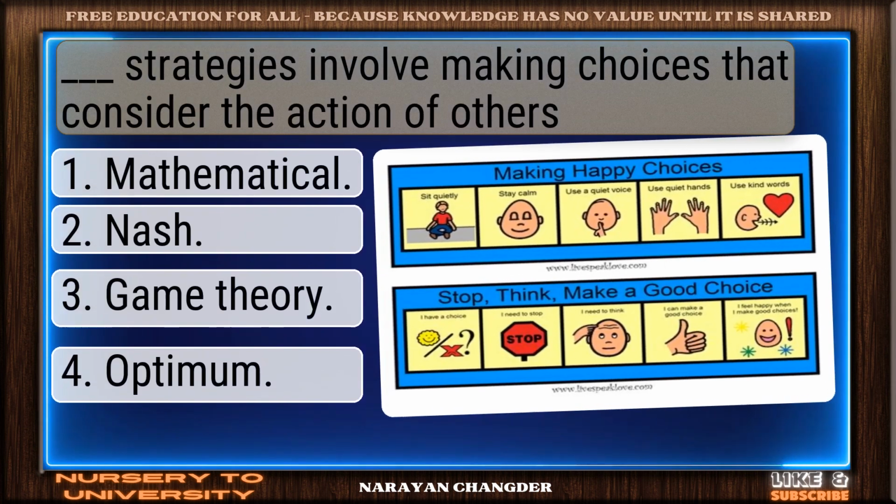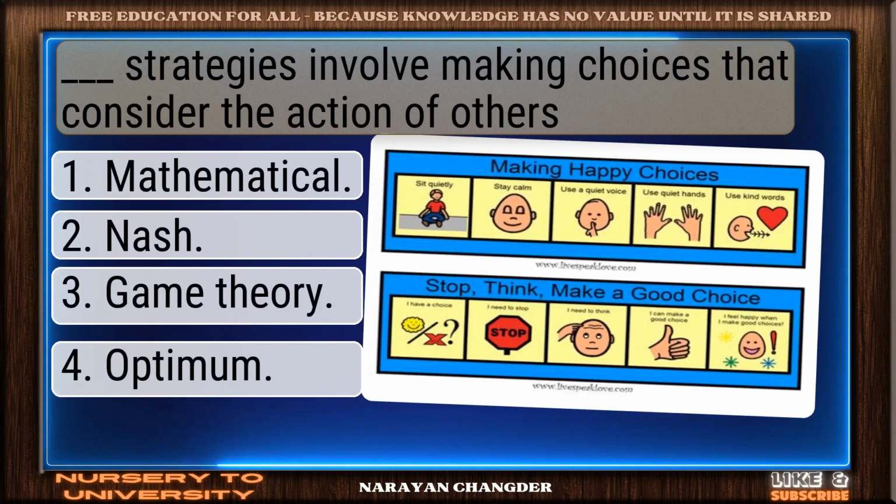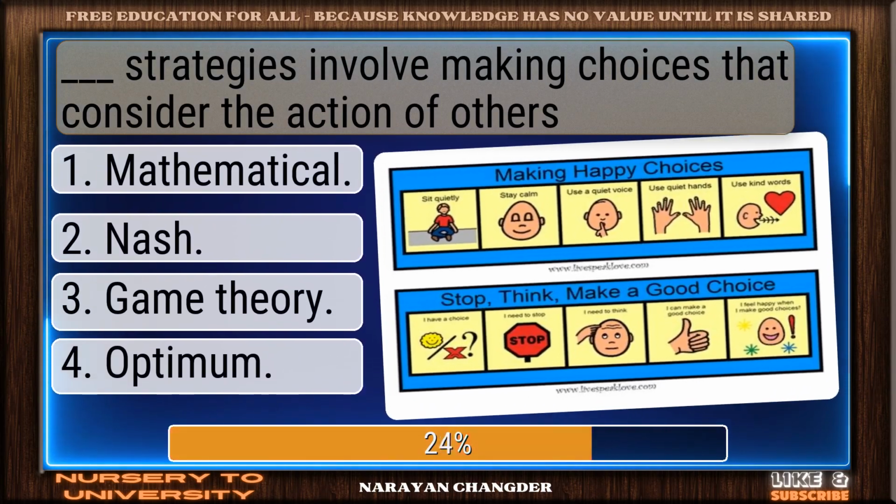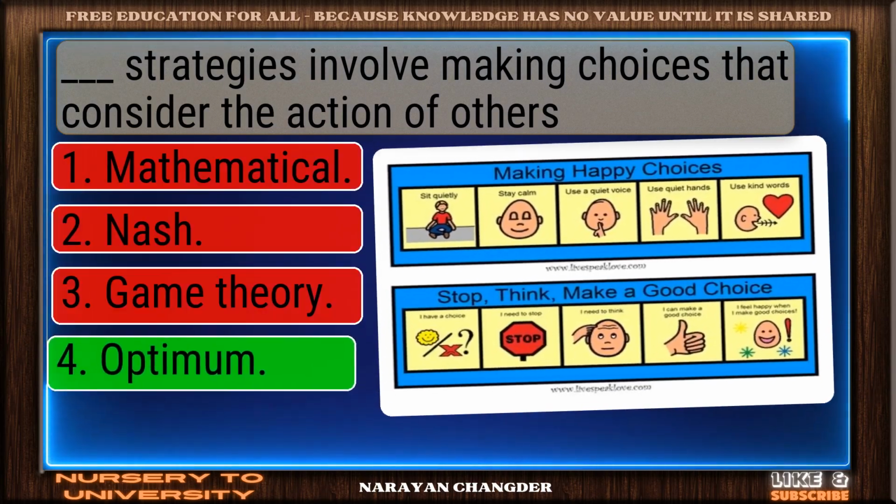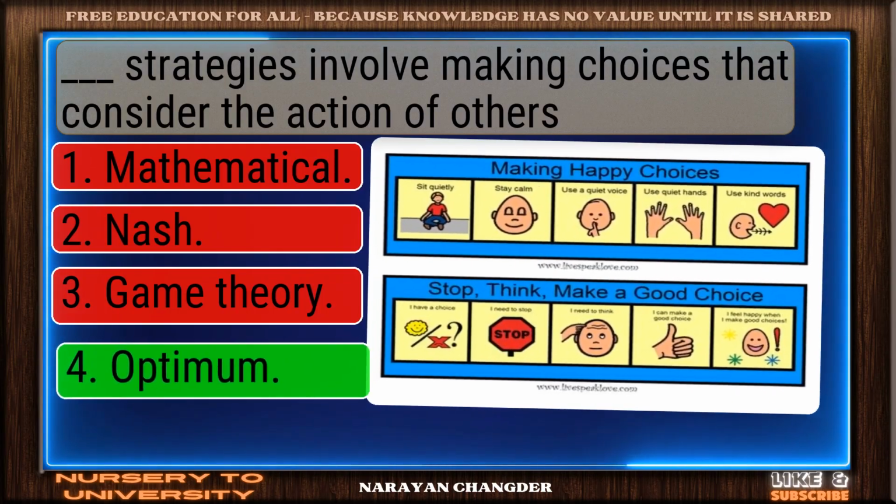___ strategies involve making choices that consider the action of others. Bravo. Optimum is the answer.